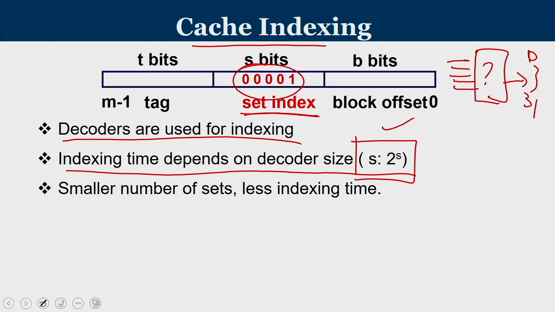So, when the cache memory is big, meaning that you have more number of sets, it will take more time to index, because you are using a bigger, more complex decoder, and it will take more time to return the word. So, smaller number of sets, less is the indexing time, less is the cache access time.